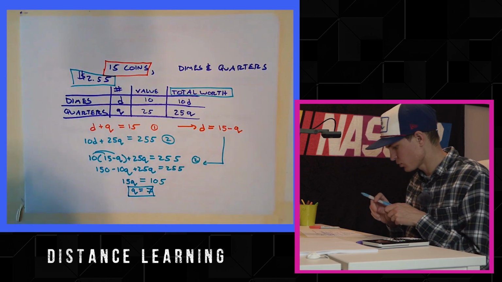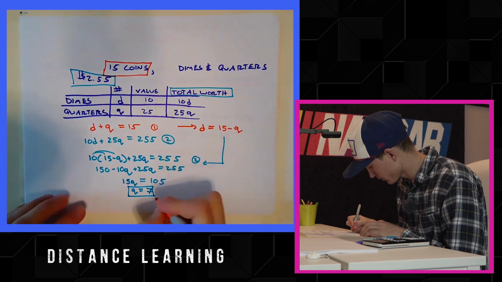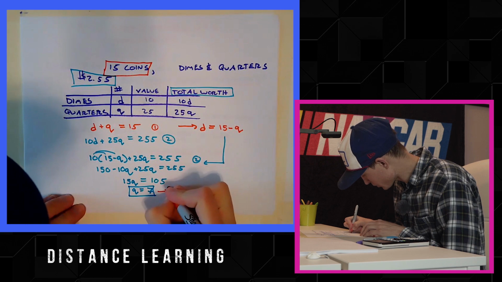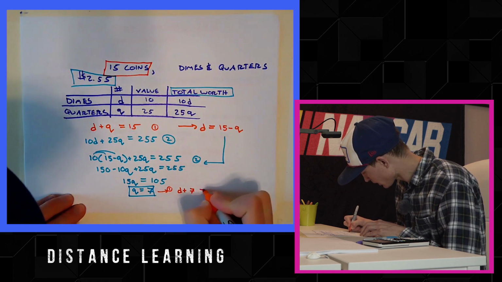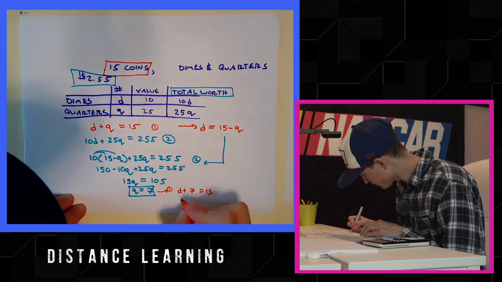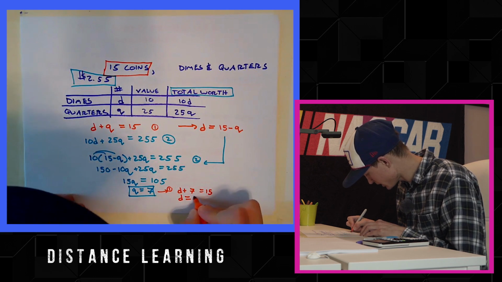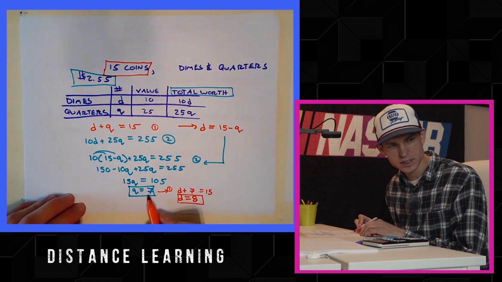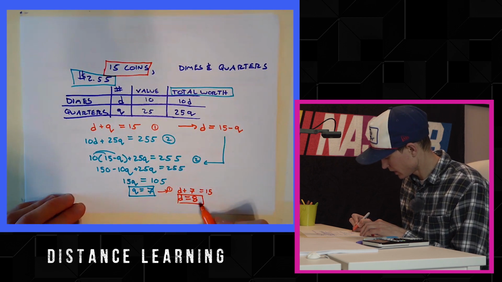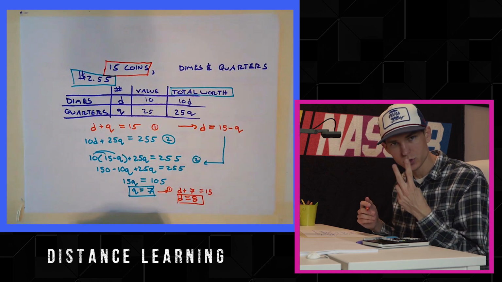Now look at equation 1. You can plug it into either one, but equation 1 is the easier one to plug it into. Dimes plus quarters equals 15. That means if I subtract 7, I'll get dimes is 8. So your final answer: 7 quarters, 8 dimes. Just like before, just solved it a different way with 2 variables.